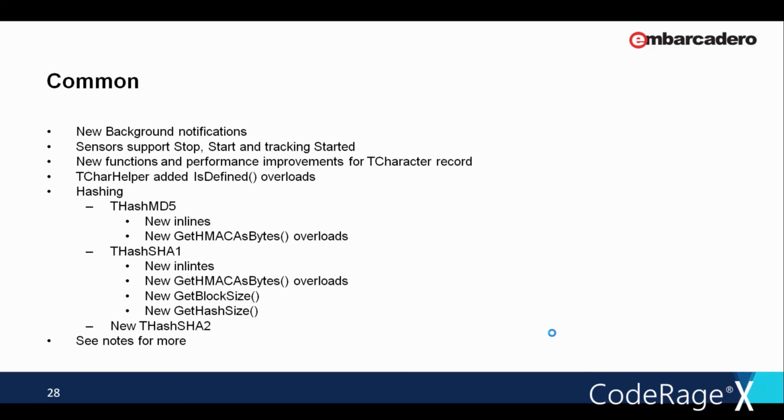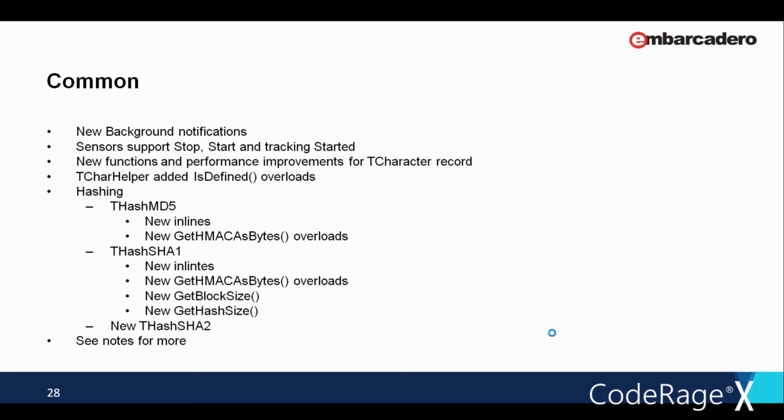Under the common folder is the support for new background notifications, which I know there's a CodeRage session on that as well. There's sensors. Sensors can now support stop, start, and tracking the started status, so you don't have to have a sensor running all the time in your app. Function and performance improvements were added for the TCharacter record. There's a lot to look at there.